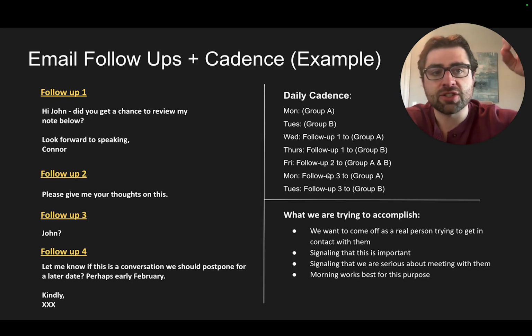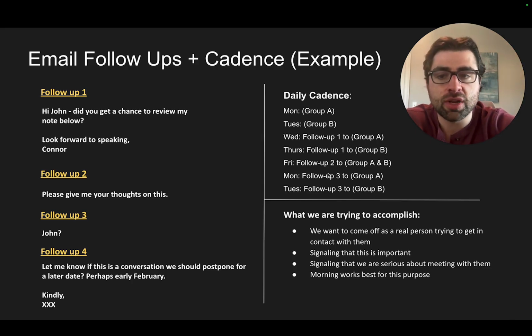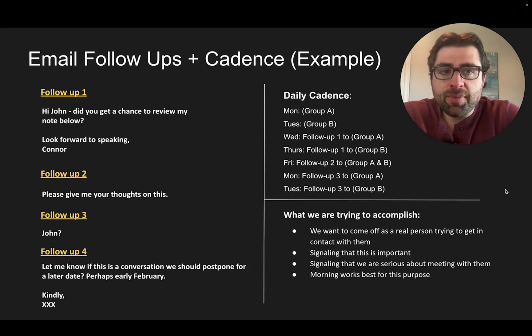This is just an example, but generally I like to do every other day. Whatever day it is, I scroll down to the emails I sent 2 days ago and figure out what's the next step in the cadence. If all of them 2 days ago have, did you get a chance to review my note below? That means I need to send them this one. Or if they all received this one 2 days ago, that means I need to send this one, and so on. And this is a way to just keep it easy for yourself.